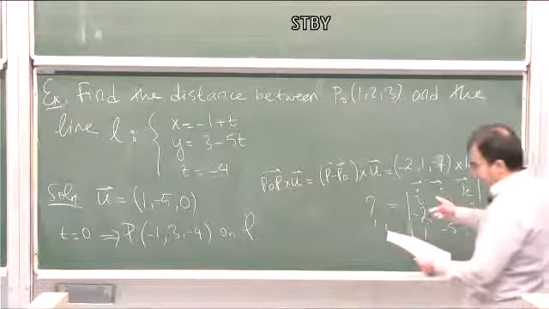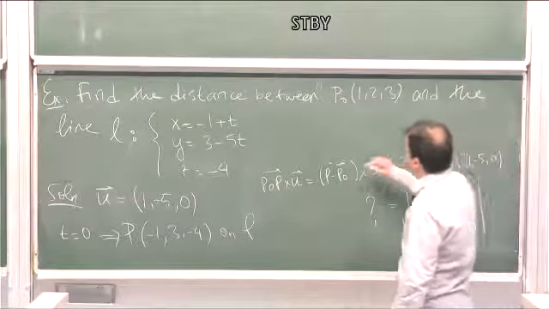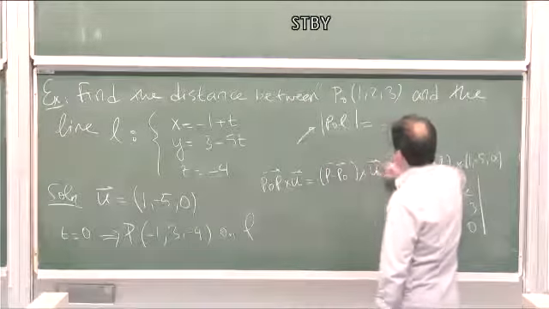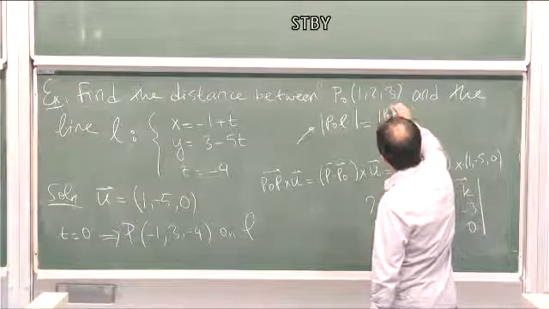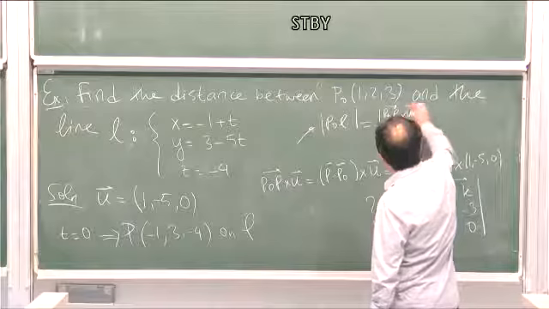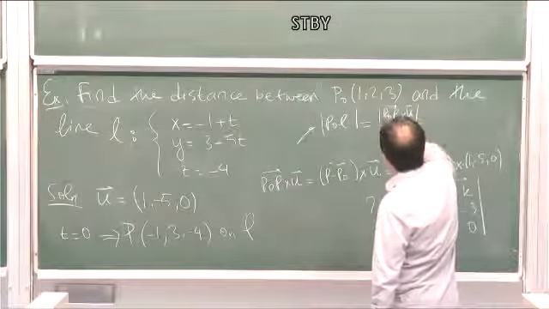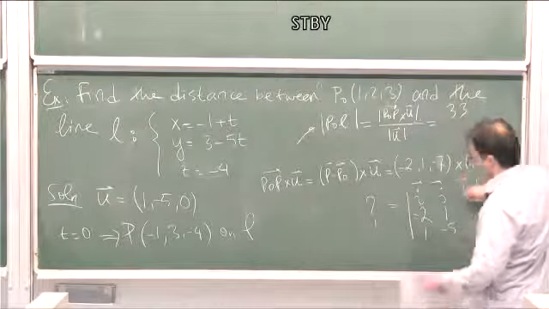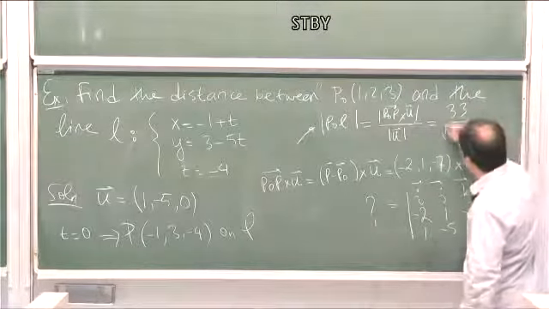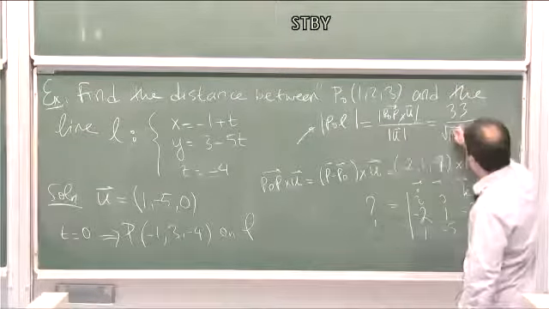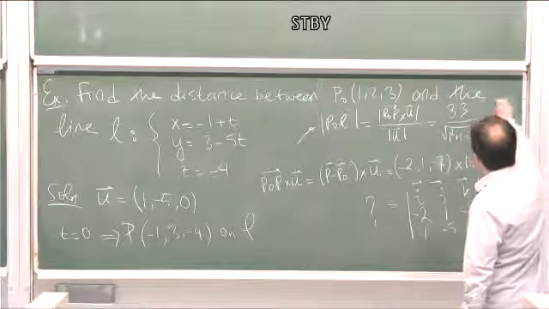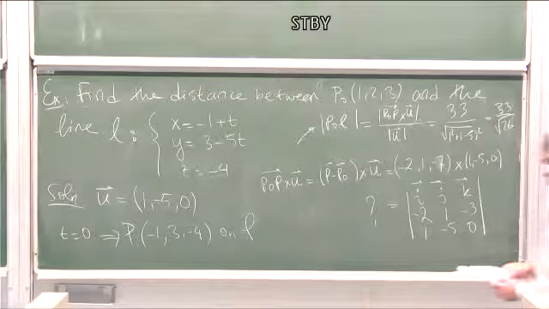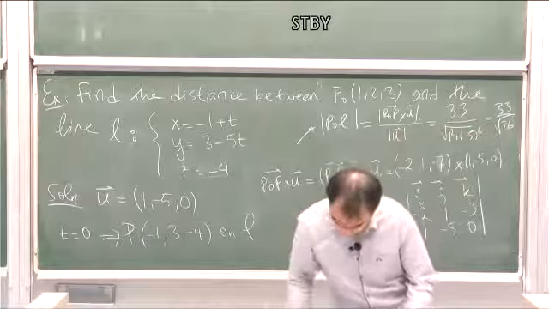Okay. Well, I leave it to you as an exercise to find it. Anyways, this formula will be the length of P0P cross U divided by the length of U. So the length of this will be, I guess, 33, divided by the square root of the length of U, which is 1 plus -5 squared, so 3. Okay. So this should be the answer to this question.